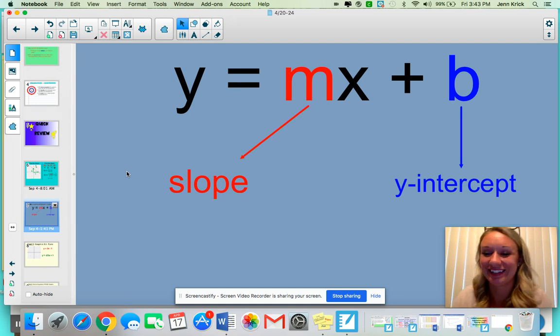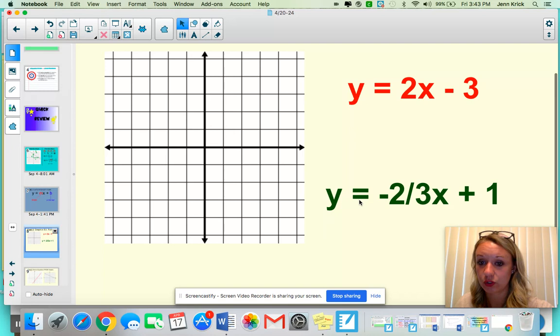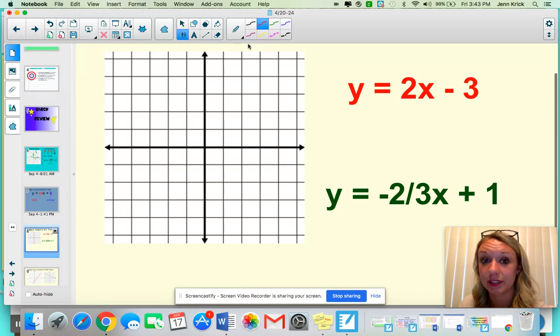Okay. M is your slope. B is your y-intercept. If I gave you these two equations here and I asked you to graph it, let me use different colors to kind of show this to you. And hopefully this is just a review and you're like, Miss Levan, we already know this. And I'll say, good, I'm glad.